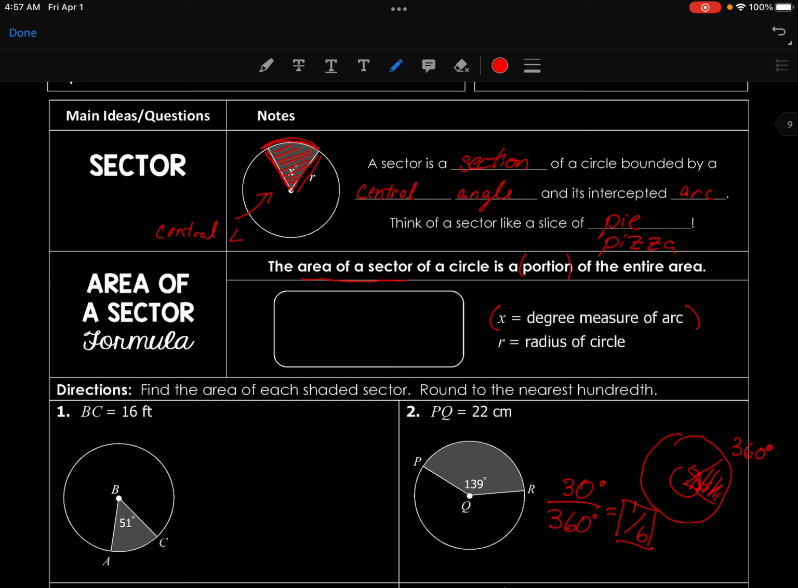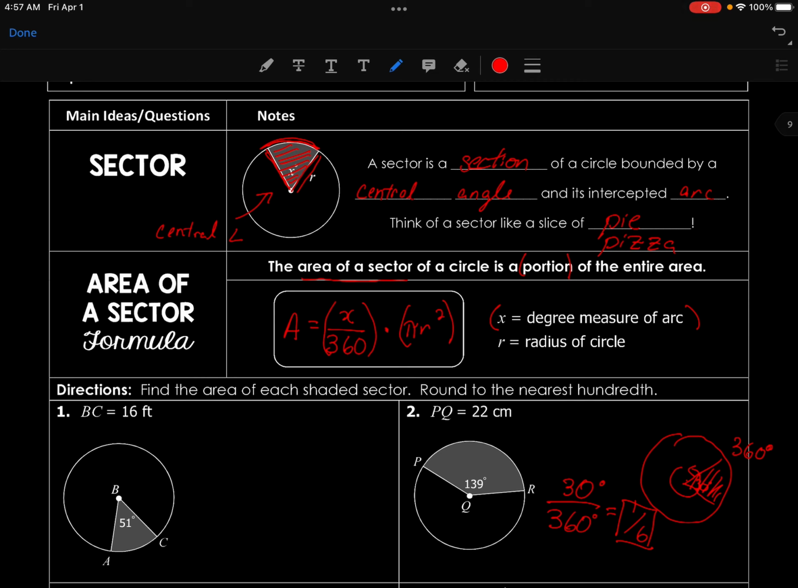So the area of a sector, A, is equal to x, the degree measure of an arc, over 360. This tells us how much of the circle we have, times the entire area of the circle. Please pause and copy this down. Should be pretty simple.